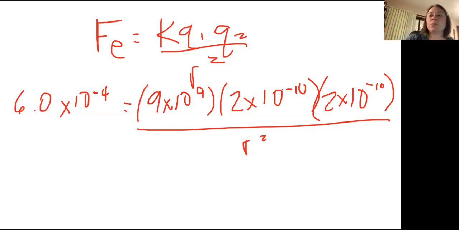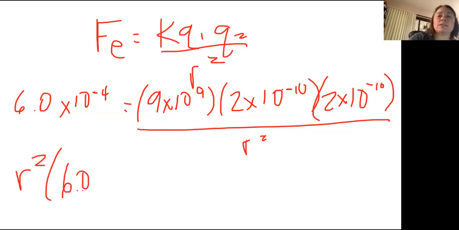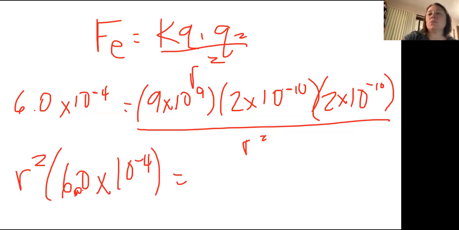All right, so the first thing we need to do, obviously, when we have something in the denominator, is get that joker up out of the denominator. So I'm going to multiply both sides by R squared. That will bring the R squared over here with the 6.0 times 10 negative 4. And then I'm just going to multiply the three things in the numerator together. When I multiply those three things together in the numerator, I get 3.6 times 10 to the negative 9.